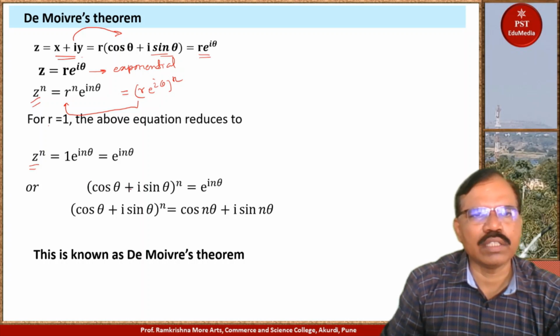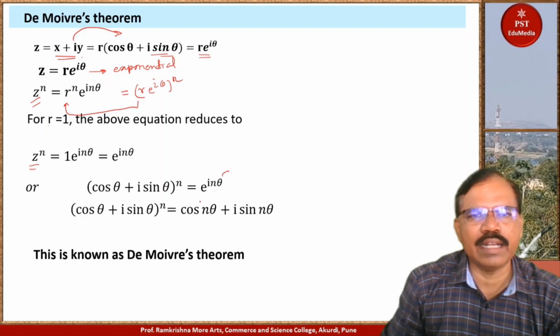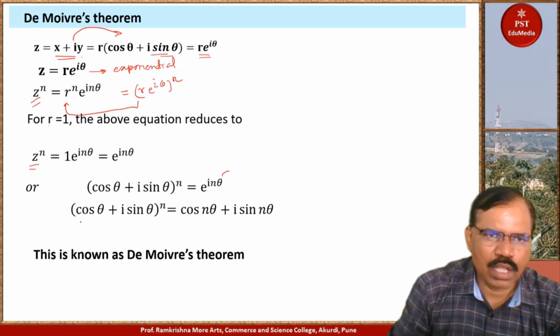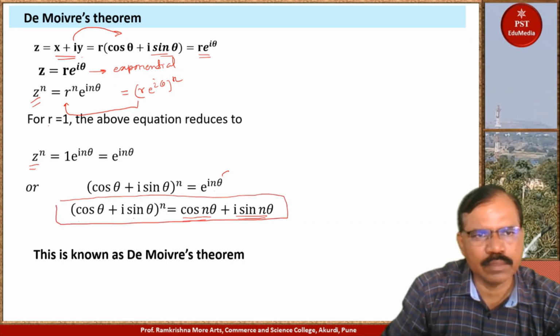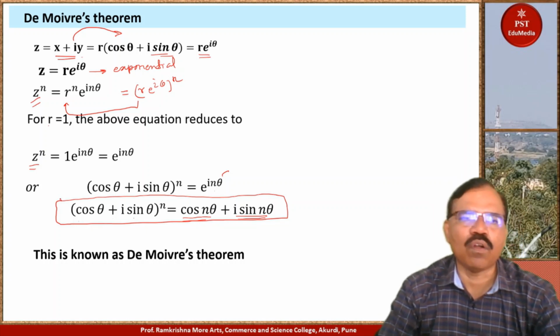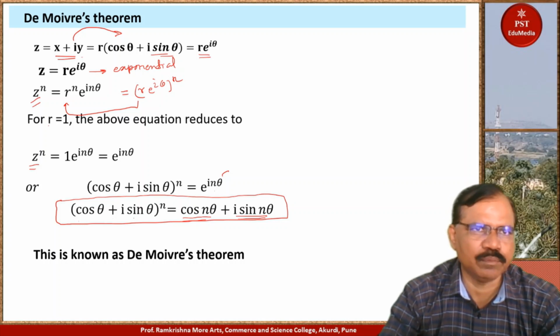Or we can write (cos theta plus i sin theta) raised to n is equal to e raised to i n theta. Now e raised to i n theta we can write as cos n theta plus i sin n theta. So (cos theta plus i sin theta) raised to n is equal to cos n theta plus i sin n theta. Now this statement is called De Moivre's theorem, and it has a number of applications in complex numbers. Now we will see some examples using De Moivre's theorem.